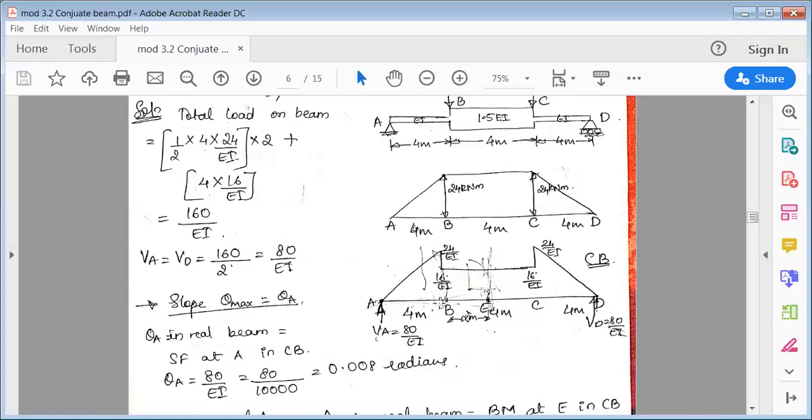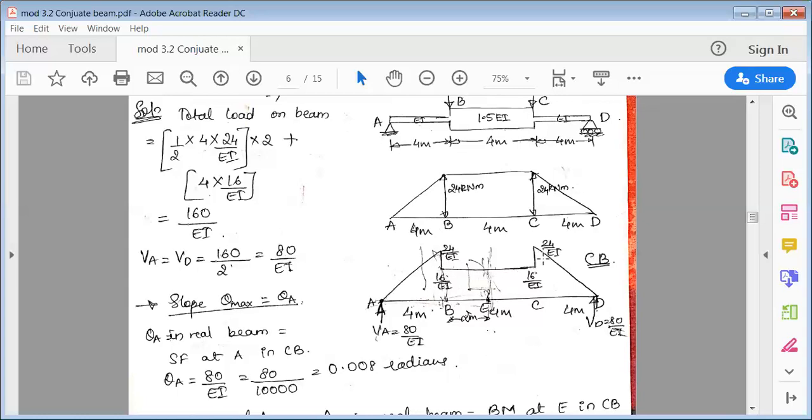The same ordinate at B, if you see to the right side of B, it is 24 divided by 1.5 times EI. So it is 24 divided by 1.5 times EI, which is 16 over EI. So now you can see here at B, to the left side of B, it is 24 over EI. To the right side of B, it is 16 over EI. Okay, same thing. Then it runs straight.